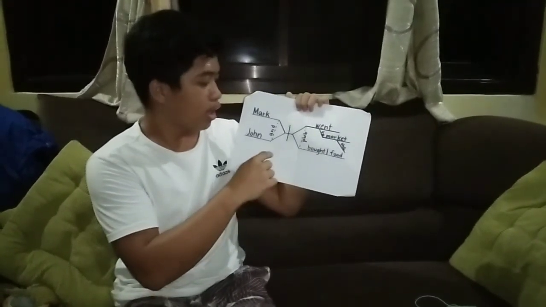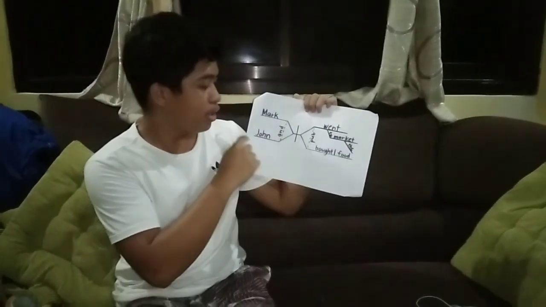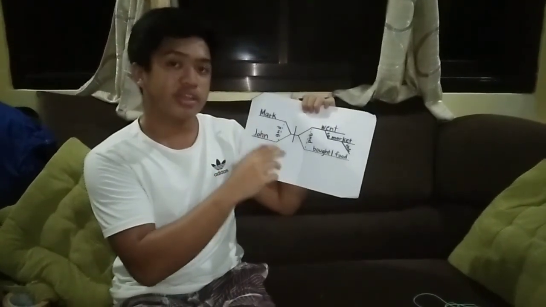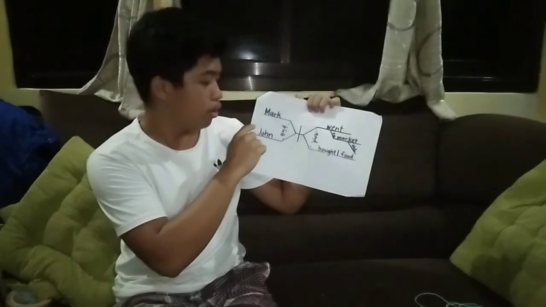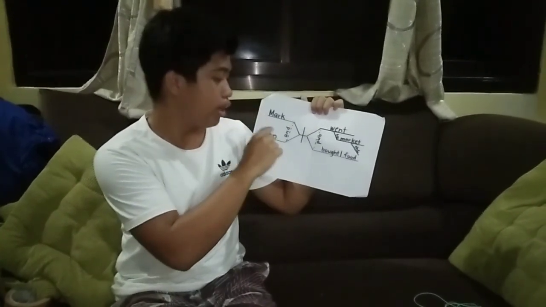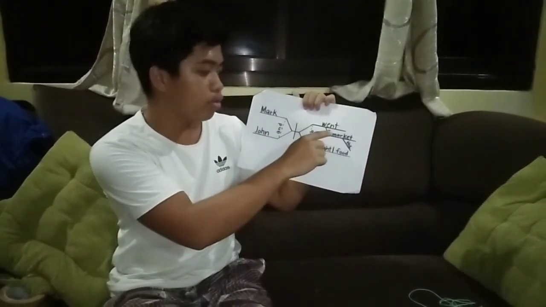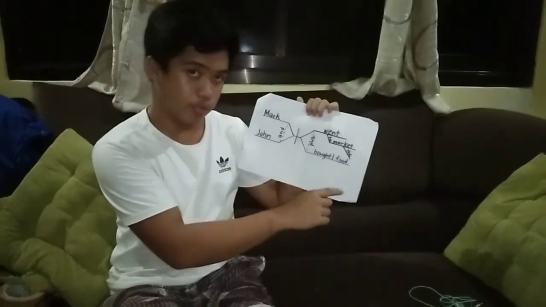And as I finish this diagram, we can see that the whole sentence has a connection to each other. And we can now read it clearly. Mark and John went to the market and bought food.